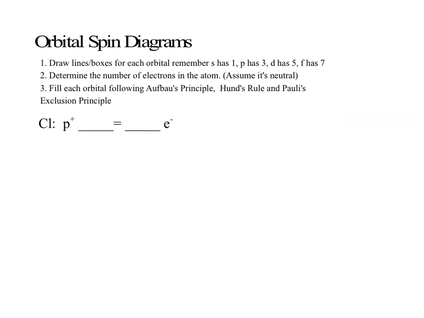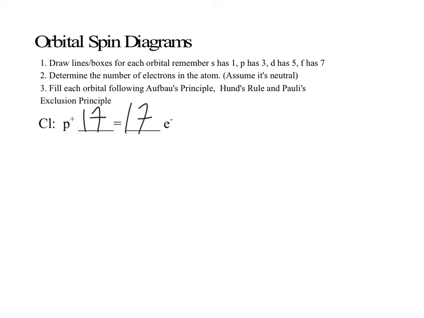So when we start drawing these diagrams, first we need to figure out essentially how much space we need. So we're going to draw lines and boxes for every orbital and every energy level, remembering that S has 1, P has 3, D has 5, and F has 7. Then we figure out how many electrons that atom has. Because we're talking about atoms, that implies that the atom is neutral, which means it has the same number of electrons as it has protons. So if we look at chlorine, chlorine has 17 protons. If we assume it's neutral, that tells me that it has 17 electrons, which means when I draw my spin diagrams and I represent my electrons with arrows, I'm going to have 17 arrows.